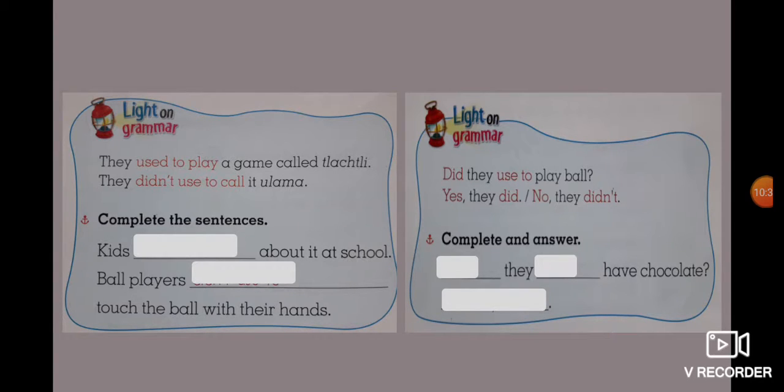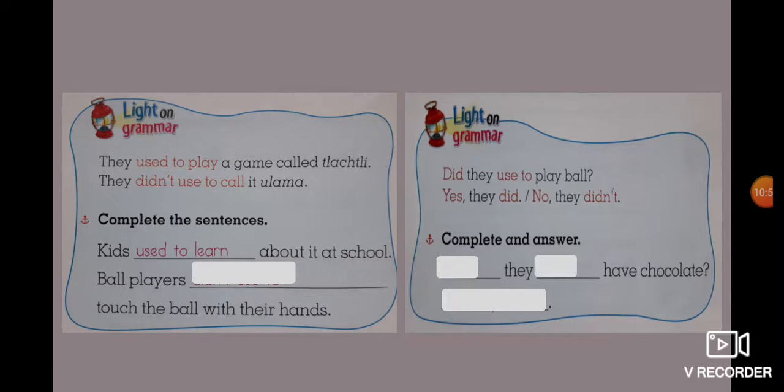We use the pronoun, we use the auxiliary or helping word, that in this case is didn't, then we use the infinitive verb, that in this case is use, the preposition to, another infinitive verb, and a complement. Okay, now we complete the sentences.